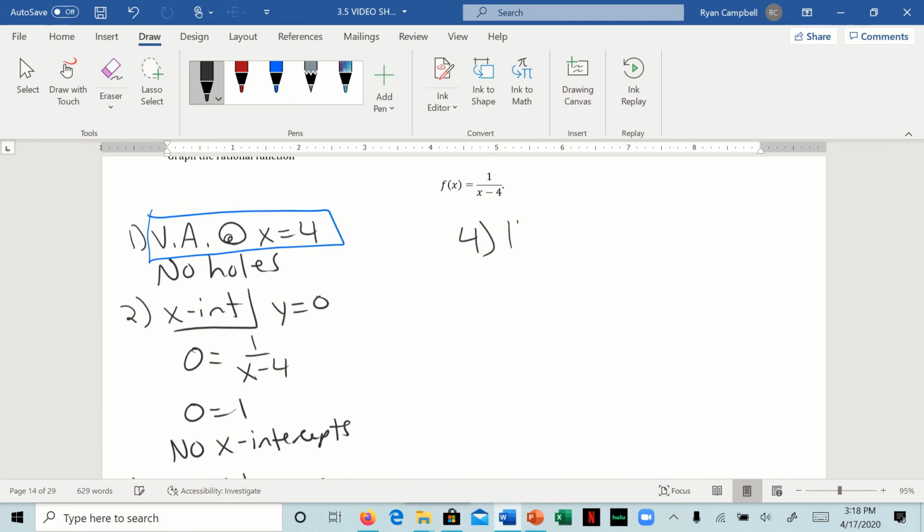Number 4, horizontal asymptotes and oblique asymptotes. So remember we said we had a horizontal asymptote, for example, number 1, at y equals 0. And we don't have any oblique asymptotes.